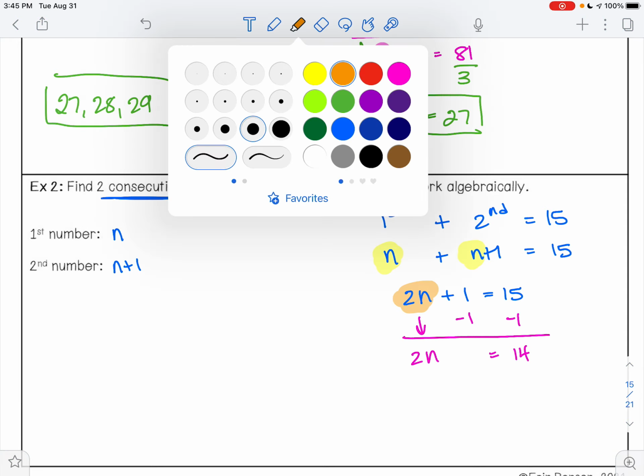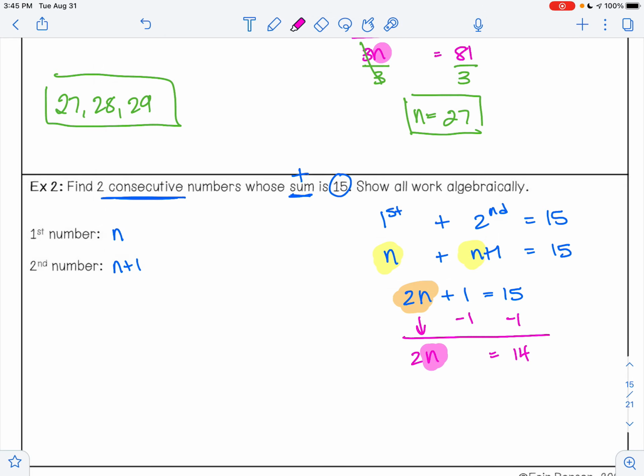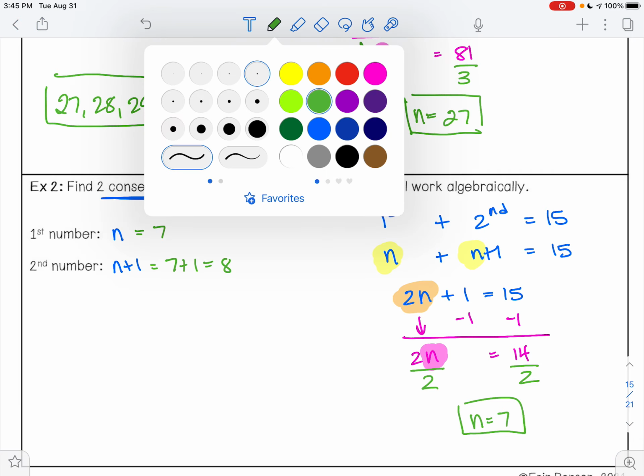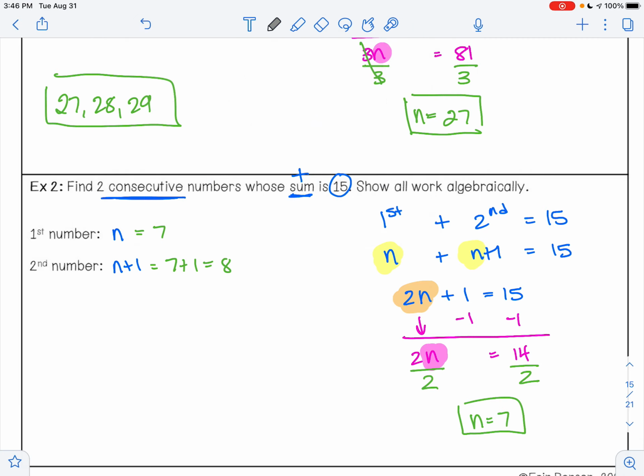Next, I want to get n by itself. n is being multiplied by 2. To undo multiplication, I'll do division. And I'll find that n equals 7. So that means that my first number is 7. 7 plus 1 is 8. So I have found that my two consecutive numbers that add to 15 are 7 and 8. And that is my answer.